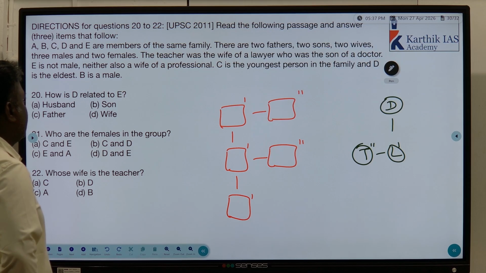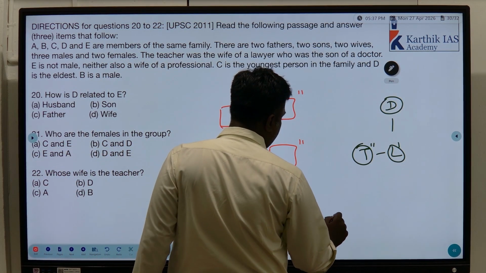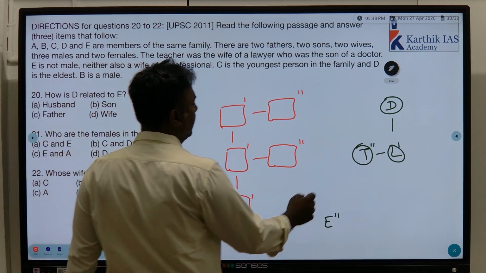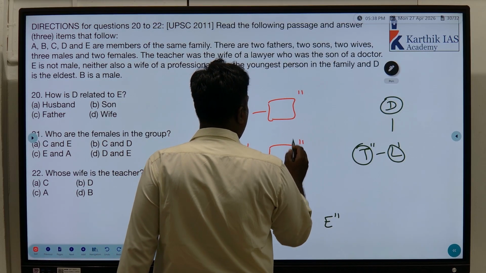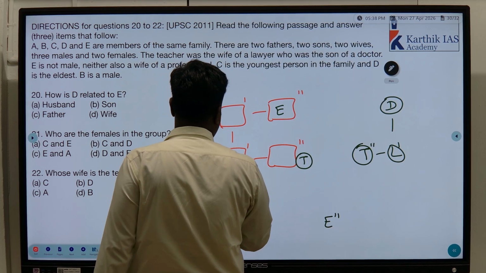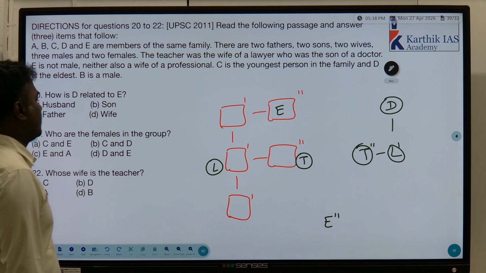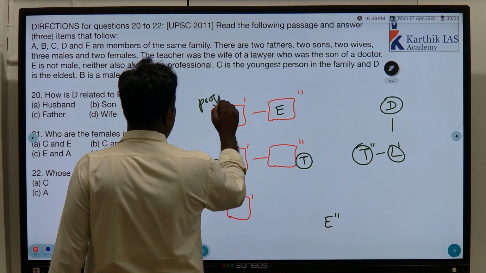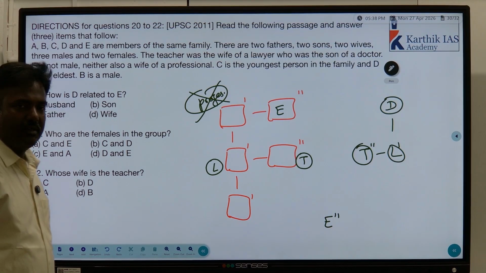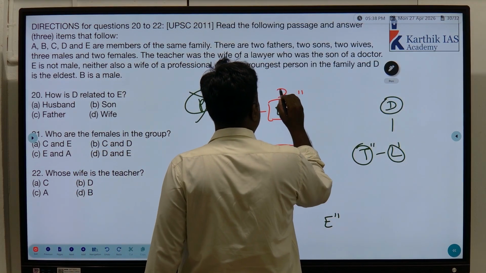E is not a male, neither also... E is a female then, right? E is a female, neither also a wife of a professional. So E should not come here, right? E can come here. Understand? So teacher will come here, lawyer will come here. E is neither a wife of a professional. That's what the point. So here people got confused that doctor is a profession. But the point is here she is the doctor. That's what the point. Understand?